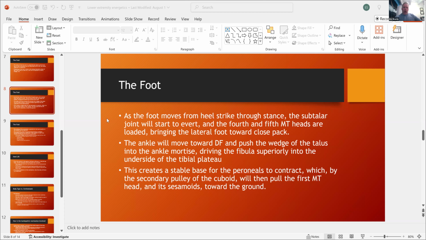Okay, so what should happen first is the fourth and fifth metatarsal heads should come down and make contact with the ground. And as that happens, the subtalar joint will start to evert. As our body weight starts to transition over that, we're going to get that calcaneus starting to evert. As that happens, we're actually going to put tension onto the posterior interosseous ligament.